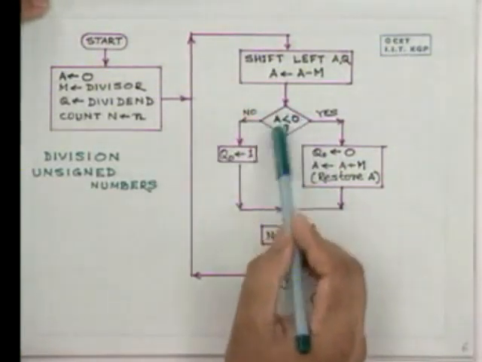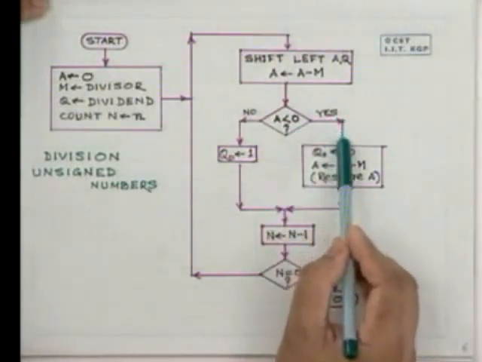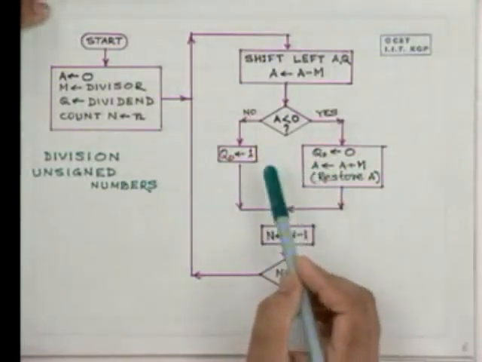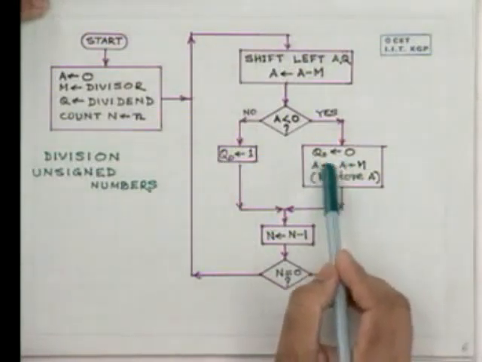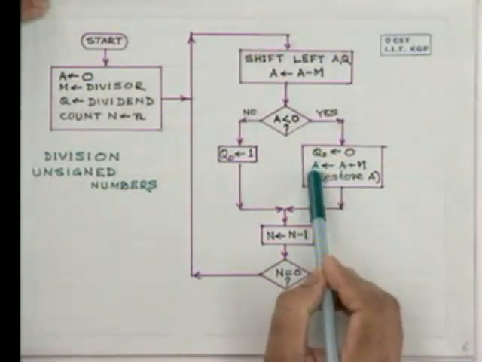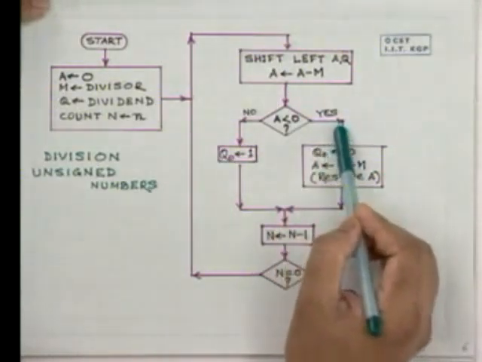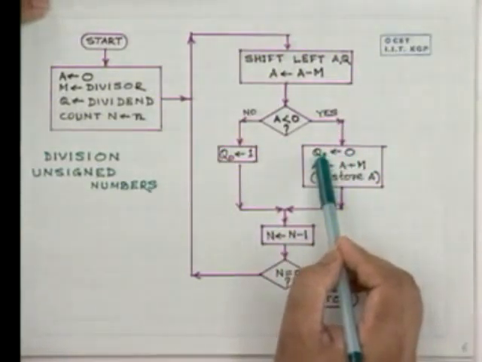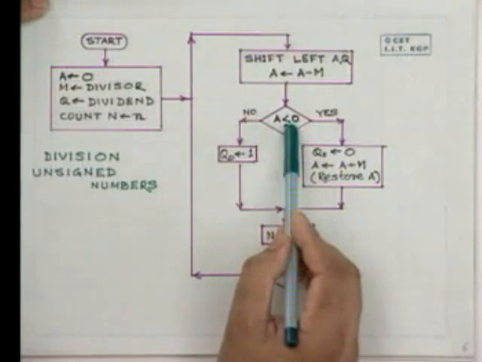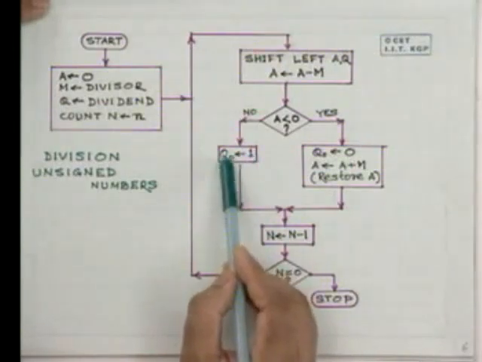Now we check the result. If we find that the result is less than 0, naturally that subtraction is unsuccessful, and as we know, the A register has to be restored. That means we will have to add M to the A register to bring back its original value. And since this subtraction has failed, 0 will go to the Q0 bit. But if this subtraction is successful, that means A is not less than 0, then the Q0 bit will be made 1, telling that the subtraction has been successful.